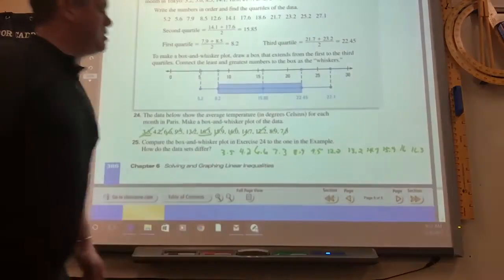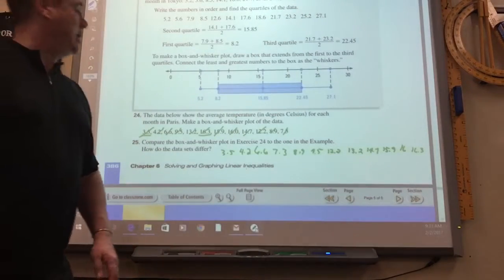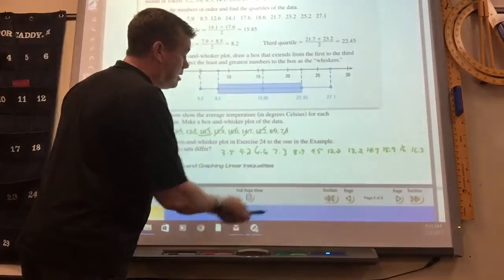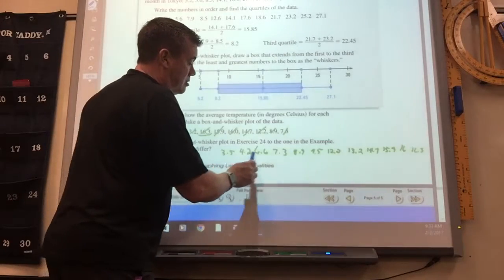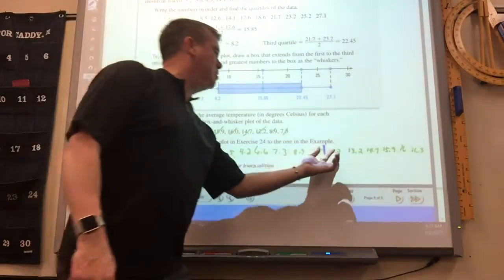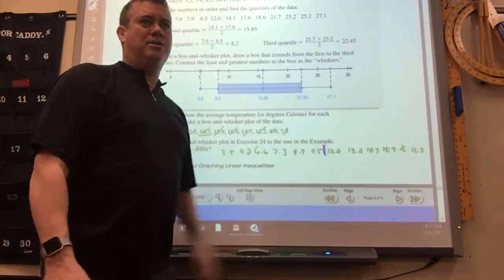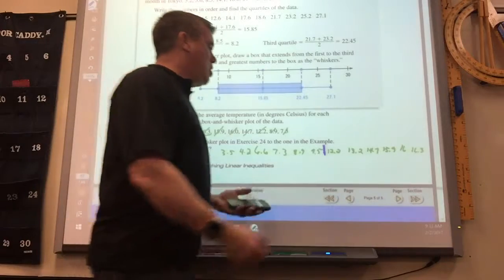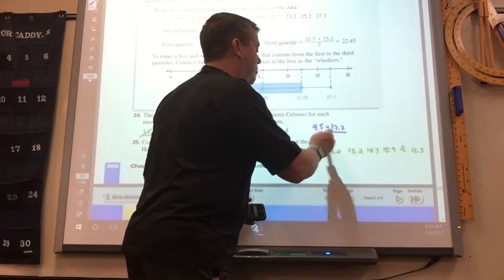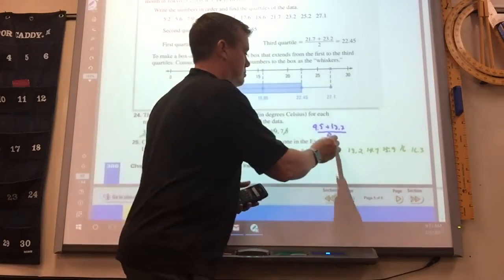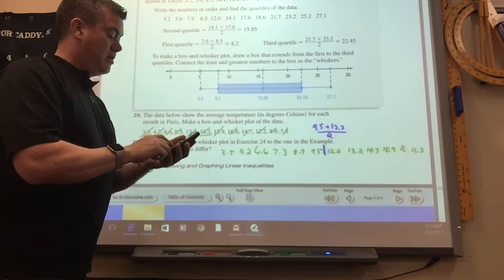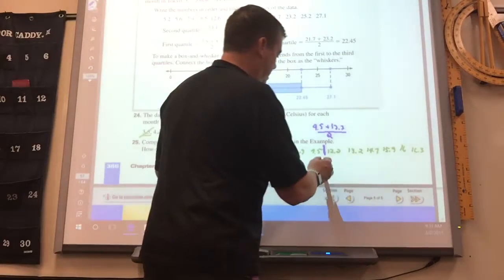Okay, so once you have them in order, you've got to find the middle. There's 1, 2, 3, 4, 5, 6, 7, 8, 9, 10, 11, 12. So if we count in 6, this would be the middle. When there's an even amount of numbers, it's going to fall between two numbers. If there's an odd amount, it's going to fall right on a number. So when it's in between these two, you've got to add them up and divide by 2. And it's 10.85.